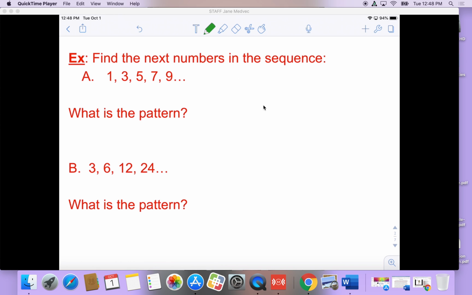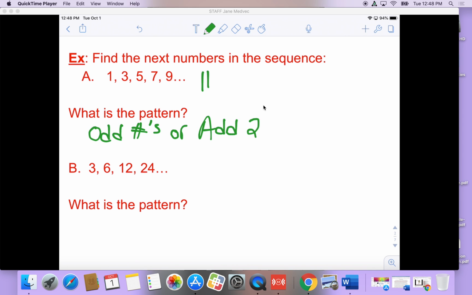Not 12, but 11. Thank you. Yeah, so it's 11, and what did you do to get 11? So they're odd numbers. Or we could say, yes, add 2. And that would be fine. We went by odd, so 1, 3, 5, 7, 9, 11, or add 2. Both of them are correct.